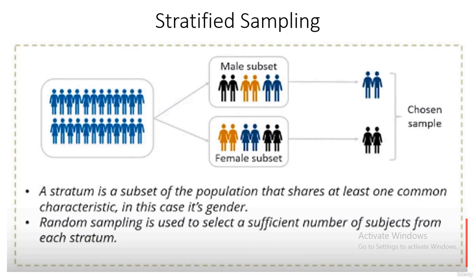This one is stratified sampling. A stratum is a subset of the population that shares at least one common category. In this case, it's gender. In this sampling, random sampling is used to select a sufficient number of subjects from each stratum. That means we are selecting at random from the male and female subsets. So this is called stratified sampling.